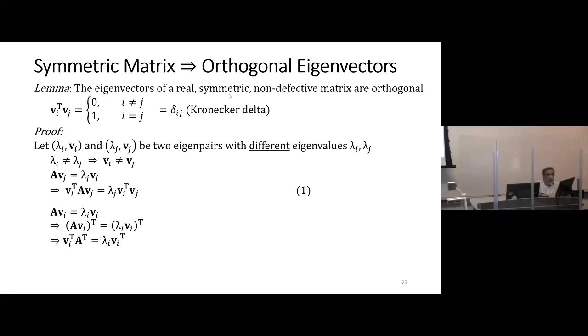We are looking at a symmetric matrix. So, A transpose equals A. Vi transpose A equals lambda i Vi transpose. Post-multiplying both sides with Vj, I get this. Let this be equation 2.